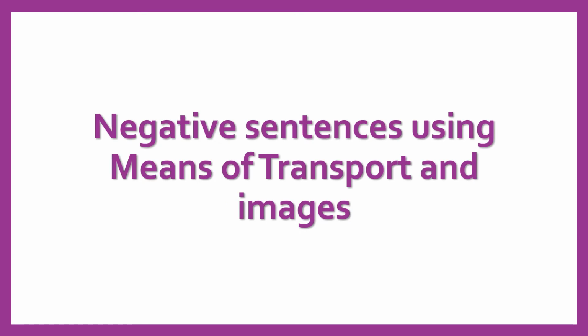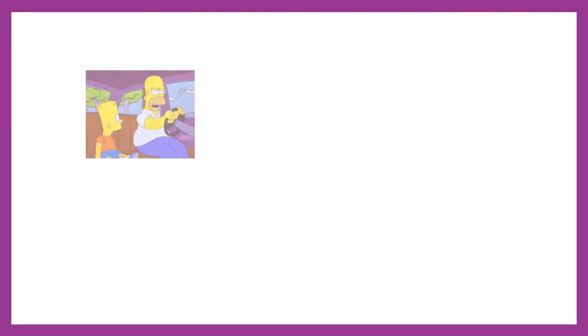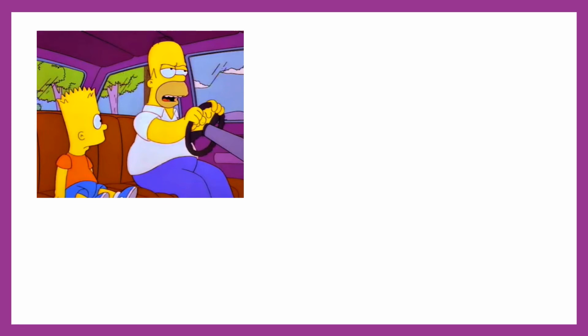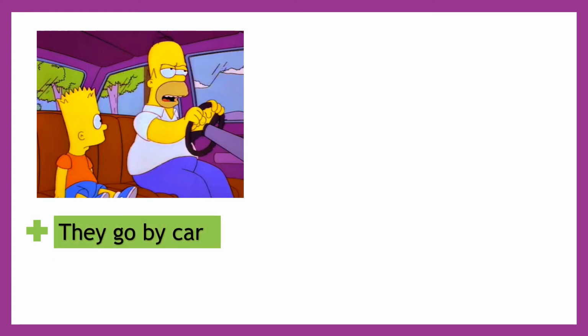Now we're going to see some negative sentences using means of transport and images. So first of all, we're going to take a look at the image. In order to write the positive sentence, as we saw before, we need to identify the pronoun and the mean of transport that is shown in the image. In this case, the positive sentence will be, they go by car.